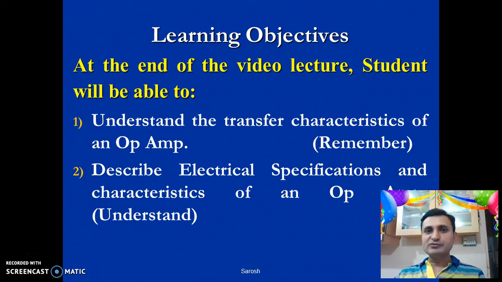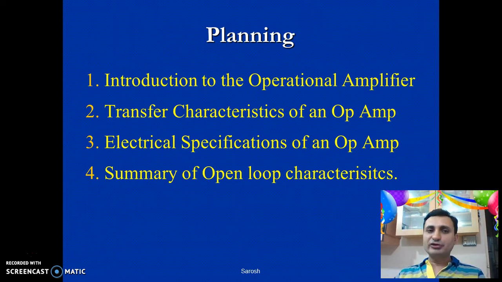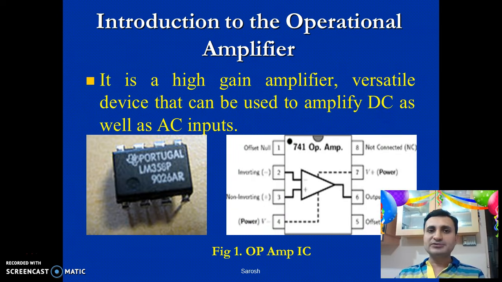The learning objectives include: at the end of the video lecture, the student will be able to first understand the transfer characteristics of an op-amp, and second describe electrical specifications and characteristics of an op-amp. The planning of the video lecture is first we'll introduce an operational amplifier, we'll see the transfer characteristics of an op-amp, we'll look upon the electrical specifications of an op-amp, and finally we'll summarize open loop characteristics of different op-amps.